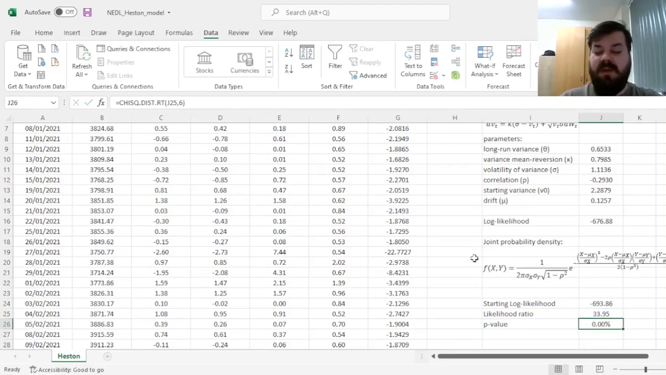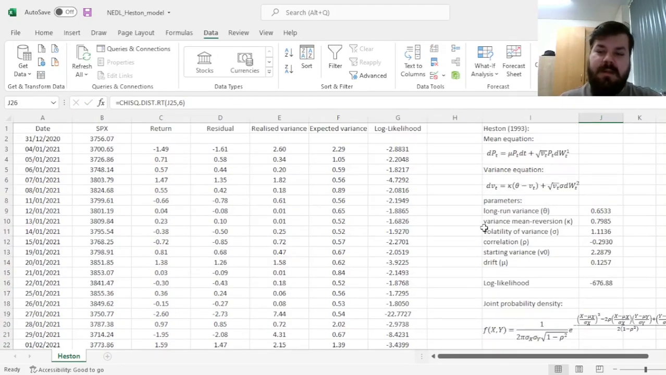Entering this formula, we have got a p-value very close to 0, meaning that indeed the Heston model adds explanatory power on top of the constant variance specification. And that's all there is about the Heston model and its implementation in Excel.